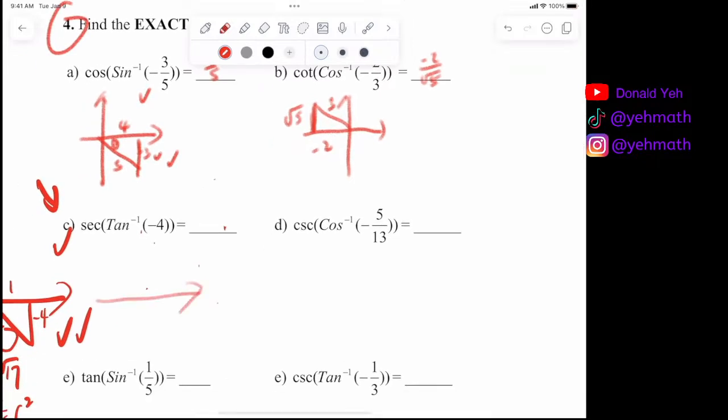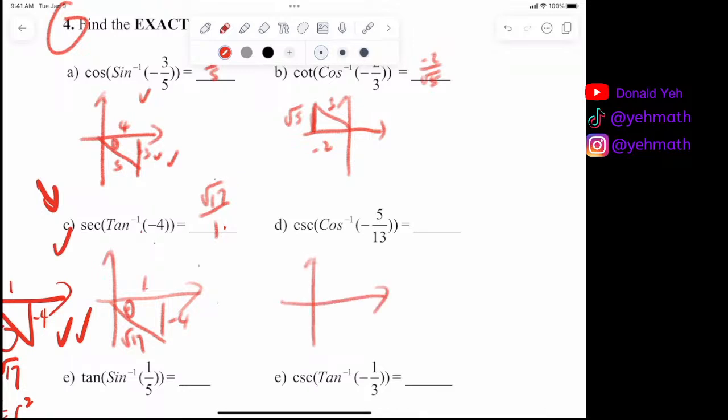This one's kind of tricky for a lot of students. So it should be -4 and 1. Is that okay? And that's square root of what? 17. So that is going to be what? Secant. So square root 17 over 1. See, this is not hard homework. This is easy.